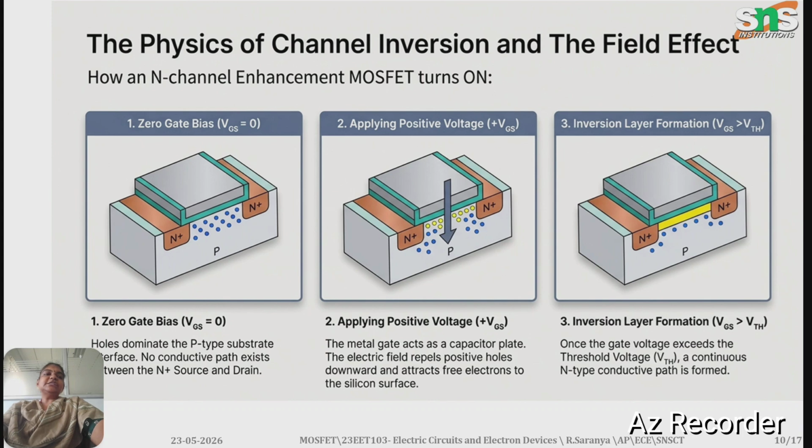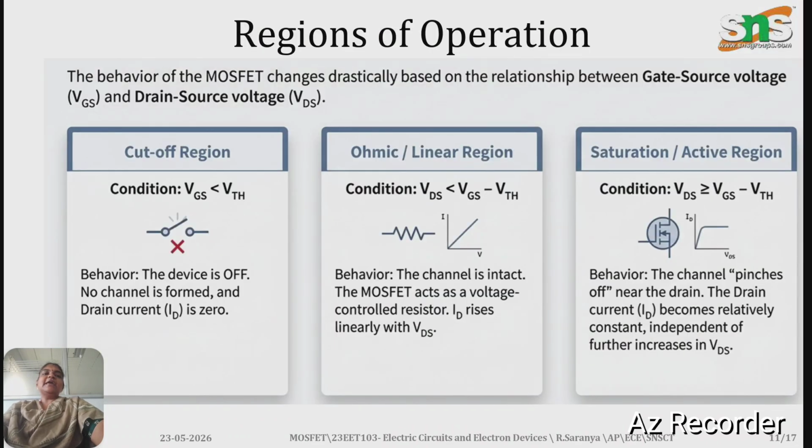So this is the physical channel inversion or the field effect. When no voltage is applied, no channel is formed, and then no conducting path exists. In the case of applying a positive voltage VGS, the metallic gate acts as a capacitor plate, and the electric field repels the positive holes downwards and attracts the electrons to the silicon surface. When VGS exceeds the threshold, a continuous N-type conducting path is formed. So we have 3 regions of operation in MOSFET: cutoff region, linear region, and active region.